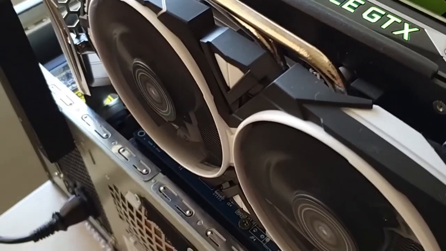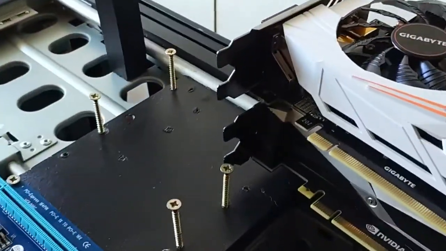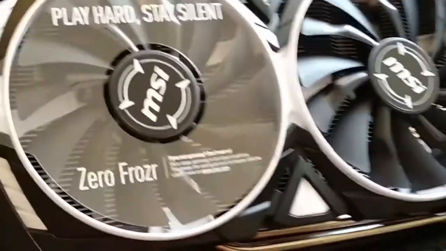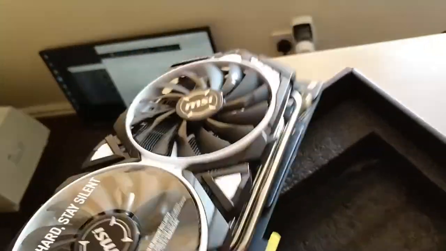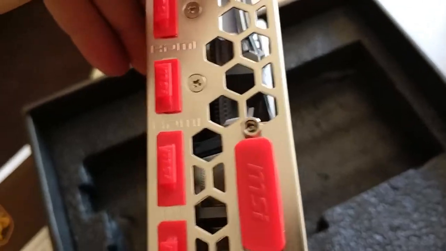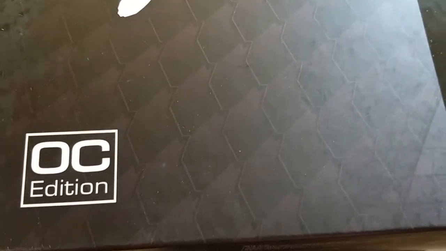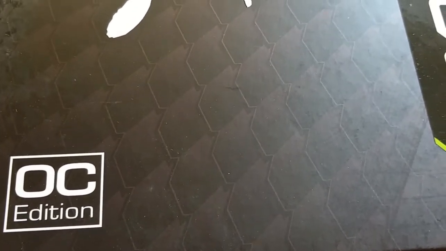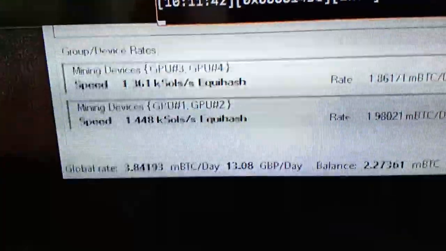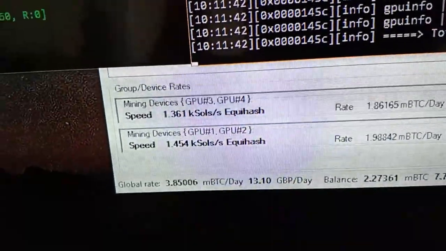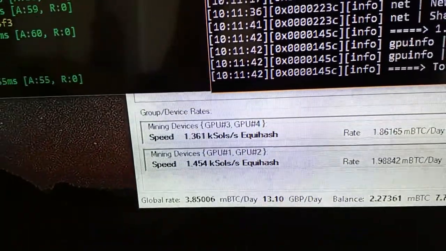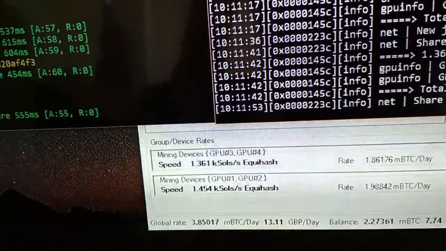So what I'll probably do is install this right at the end, but facing the other way, since I know the air is blown around the edges rather than towards the back of the card. It does say on the front of the box it's the overclock edition, but you can set these overclock settings yourself. So currently the mining rig is making £13 a day based on 4 GPUs. If I add the other GPUs, this should add up to £26 a day.